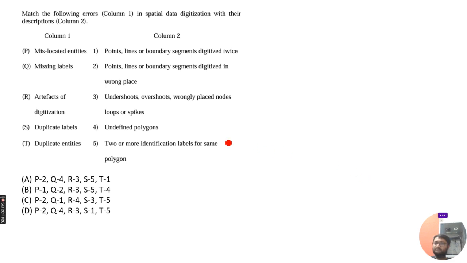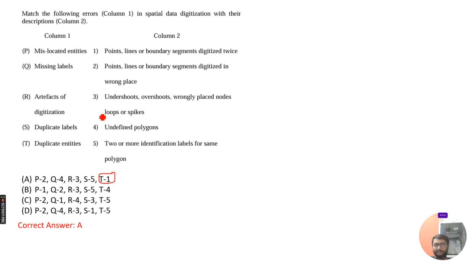Capital T is 1. Duplicate entries: point, line or boundary segments digitized twice. Okay. Duplicate label, T1. T1 will be option A. Correct. Good, we are getting our answer straight away. Okay, we'll discuss the other things. So duplicate entry means it has been digitized twice.